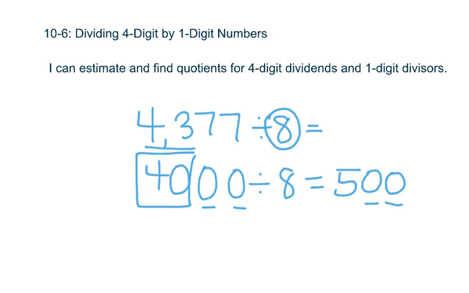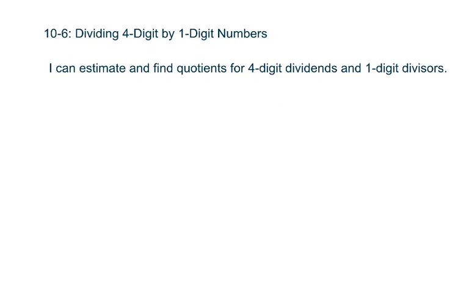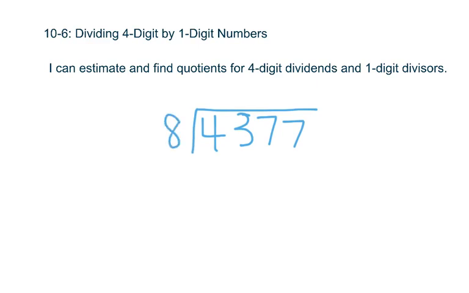Okay, so my answer should be around 500. Let's check and see. So 4,377 divided by 8. How many times does 8 fit into 43? It fits in 5 times. 5 times 8 is 40. I subtract, bring down. 8 fits into 37 4 times.